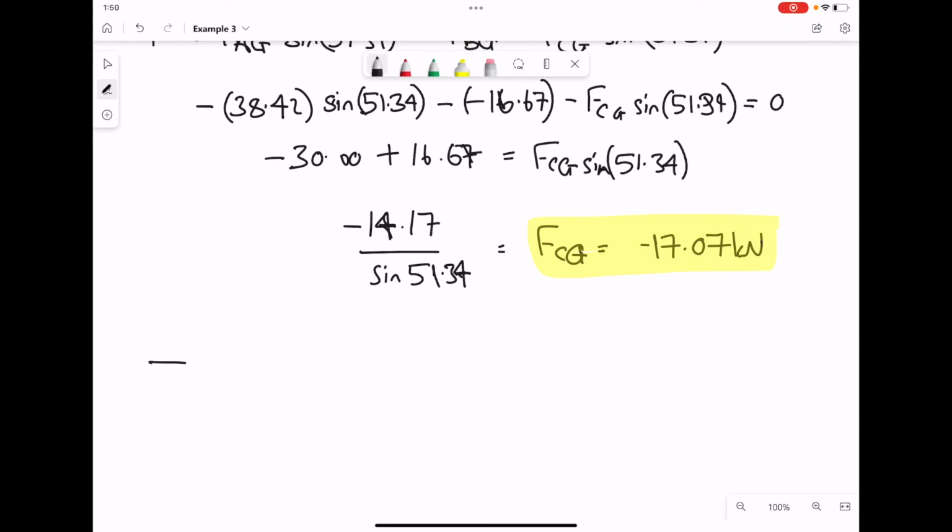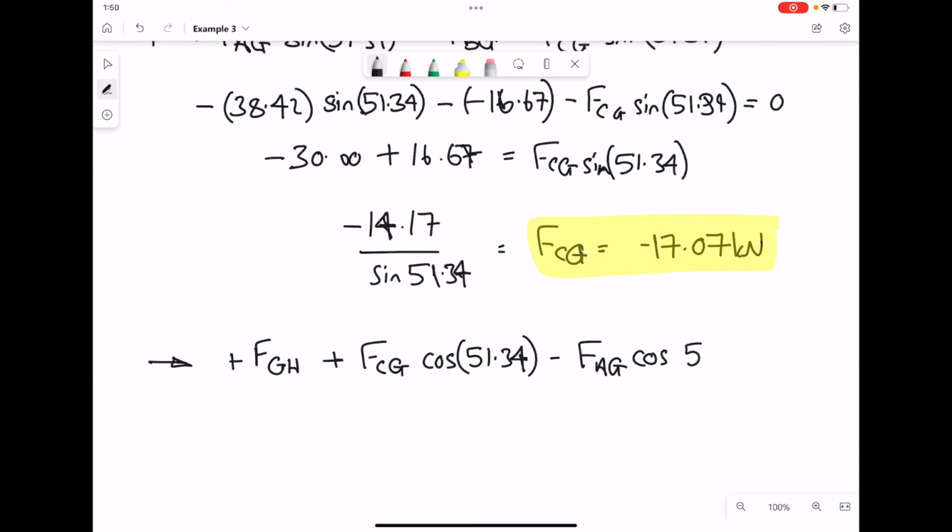Now similarly doing the horizontal resolve. Force GH plus force CG, because it's acting to the right, times the cos of the angle, 51.34 degrees, and force AG is acting to the left, therefore it's negative, and it will be times the cos of the angle, again 51.34 degrees. For equilibrium, these must add up to give you 0.